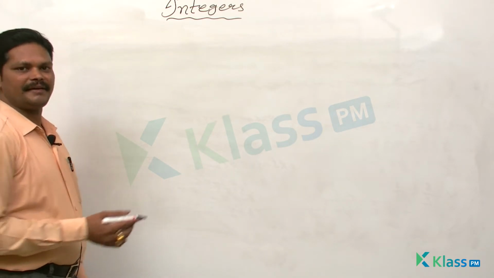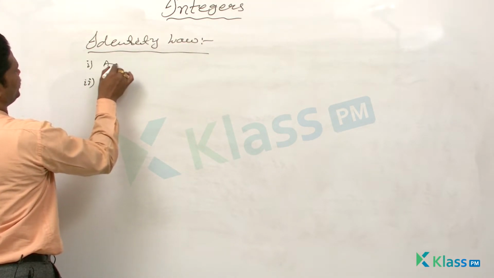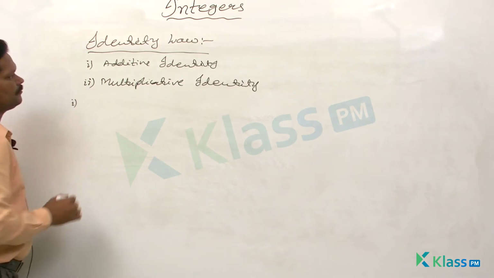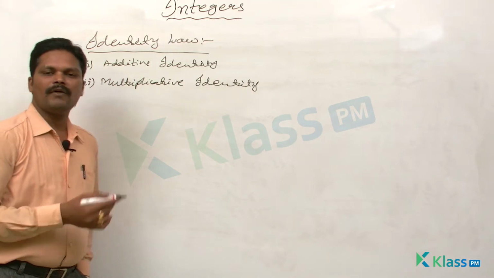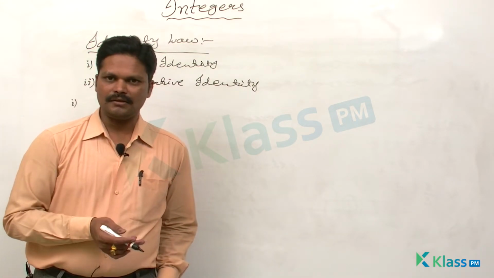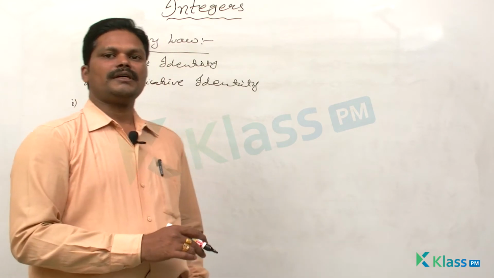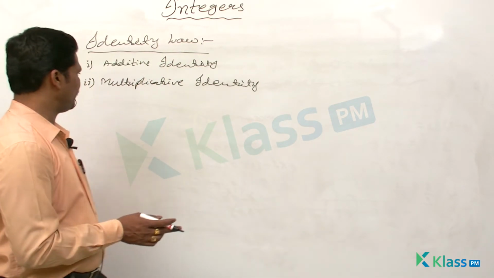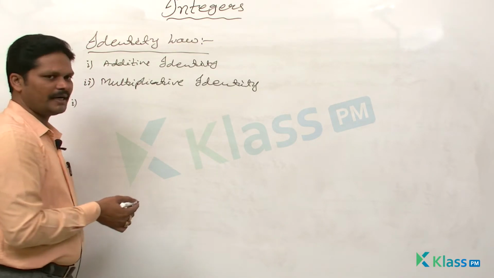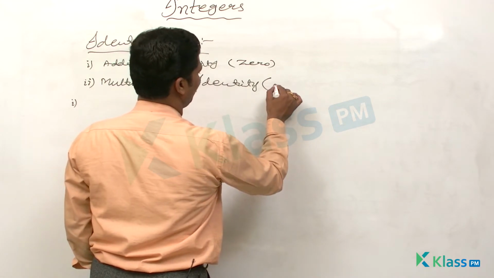Coming to the identities. Identity law. Here we have two laws: one is the additive identity and the other is the multiplicative identity. The additive identity is the value we get when we apply it to integers for addition or subtraction, and the identity laws are two: the additive identity is 0, and the multiplicative identity is 1.